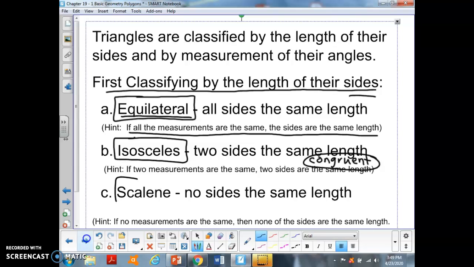The third way we classify is called scalene. No sides the same length. In other words, no sides are congruent. And again, you can look at the measurements on the inside to see that if all 3 measurements are different, none of the sides are the same length. So if you want to hit pause here and look on page 458 to get those 3 different names: equilateral, isosceles, scalene, because this is going rather quickly.